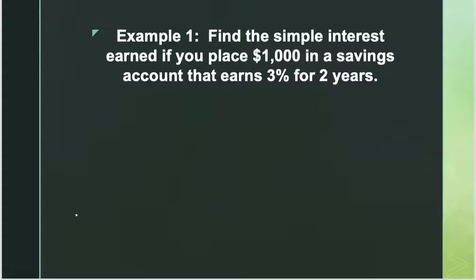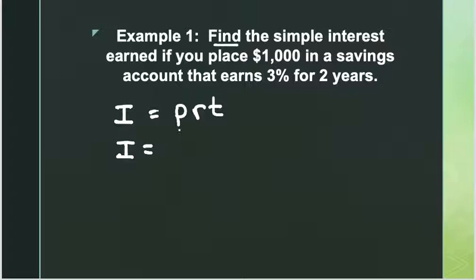So here's our first example. Example 1, find the simple interest earned if you place $1,000 in a savings account that earns 3% for 2 years. So I always recommend start with your formula. I is equal to PRT, where P represents your principal, R represents your rate, and T represents your time in years, and then I represents your interest. So we are trying to find the simple interest. So I is going to remain a variable.